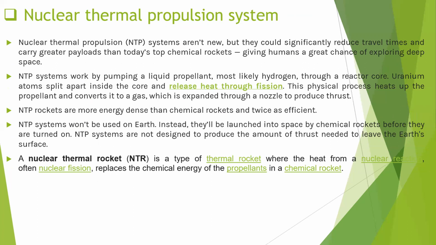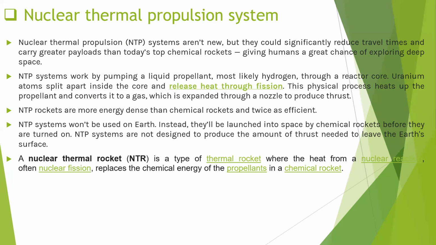Now we will see the nuclear thermal propulsion system. Nuclear thermal propulsion systems aren't new, but they could significantly reduce travel time and carry greater payload than today's top chemical rockets, giving humans a great chance of exploring deep space. Nuclear thermal propulsion systems work by pumping a liquid propellant, most likely hydrogen, through a reactor core. The uranium atoms split apart inside the core and release heat through fission.